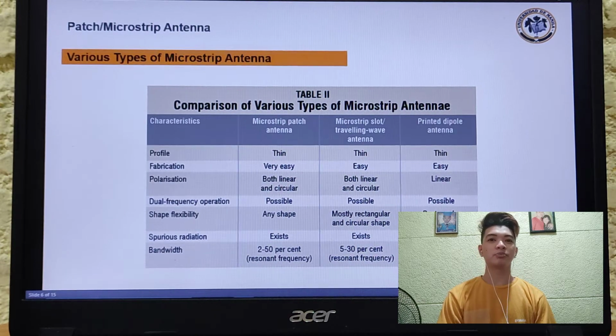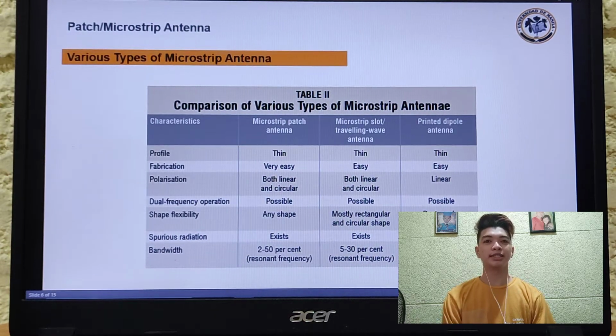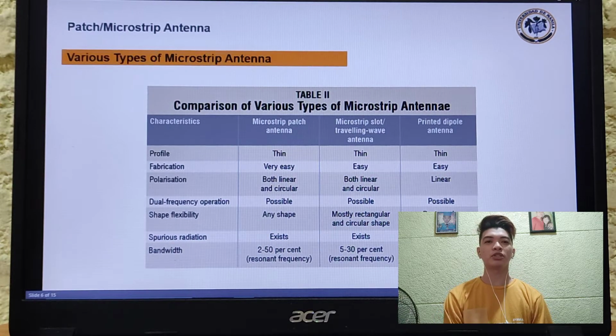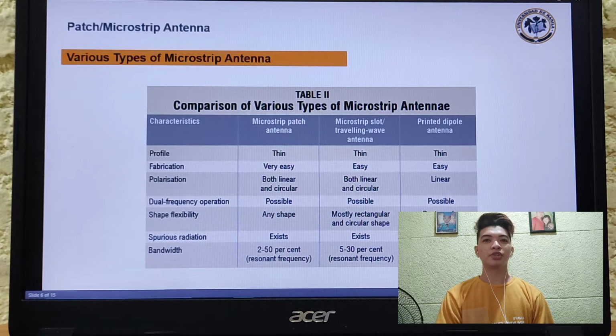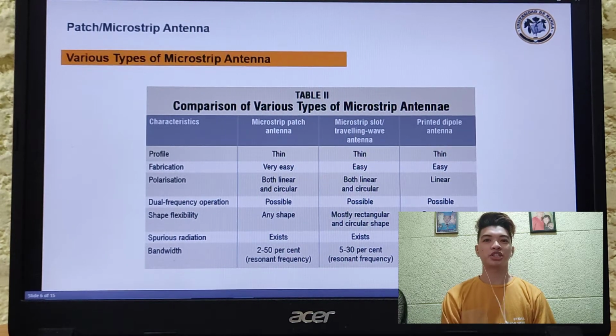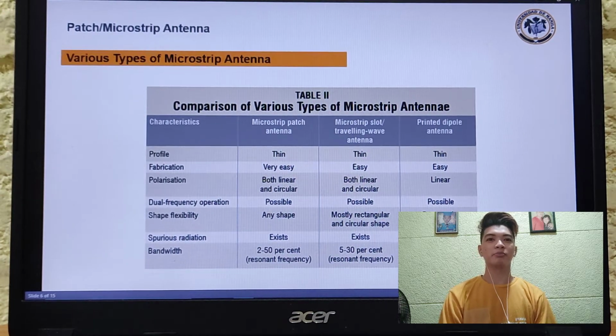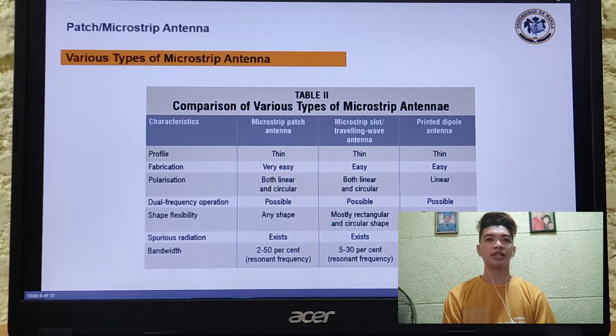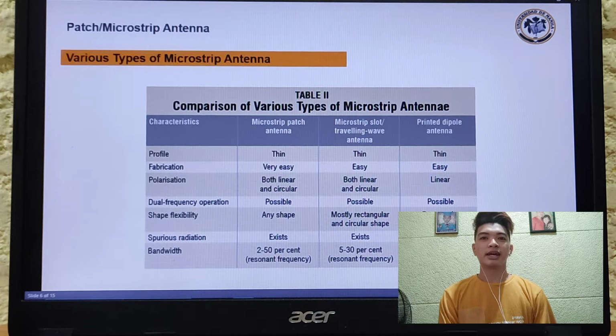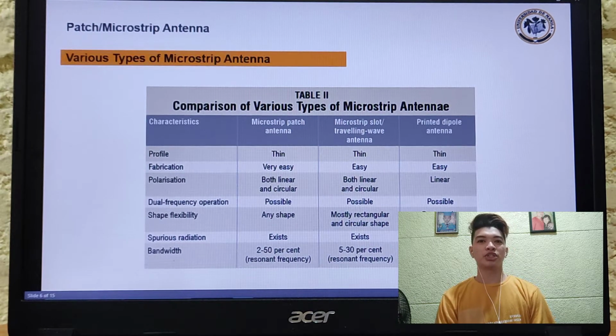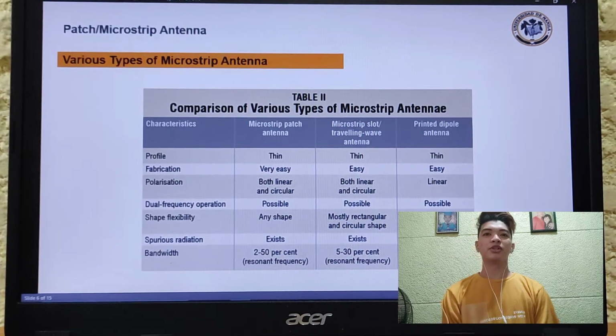Sa fabrication po, sa microstrip patch po is very easy. At sa microstrip slot po at printed dipole is parehas po easy. Sa polarization naman po, sa microstrip patch is both linear. Pati na din po sa microstrip slot na both linear po, pero linear po siya sa printed dipole antenna. Sa dual frequency operation naman po, it is possible.